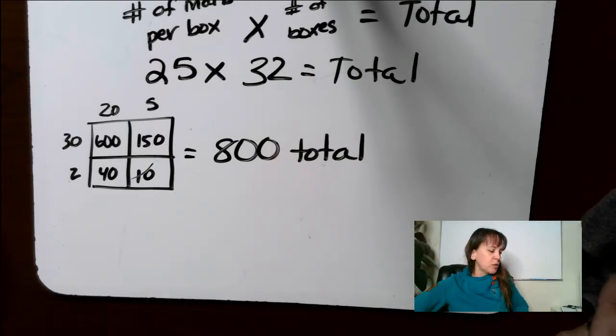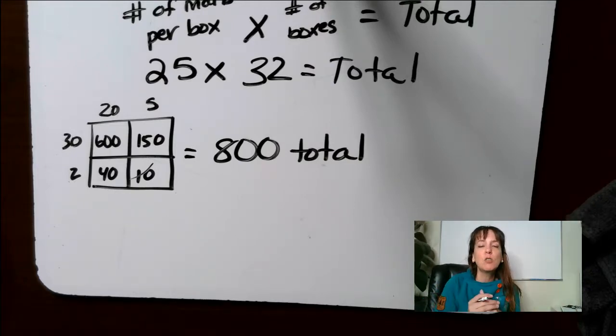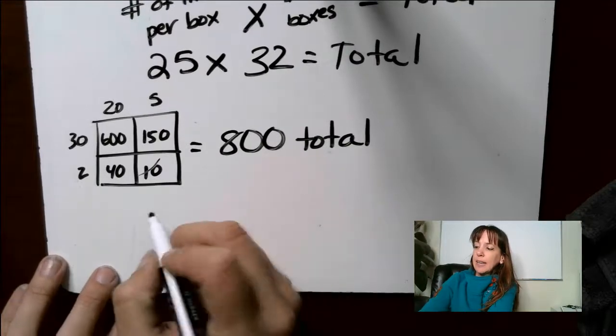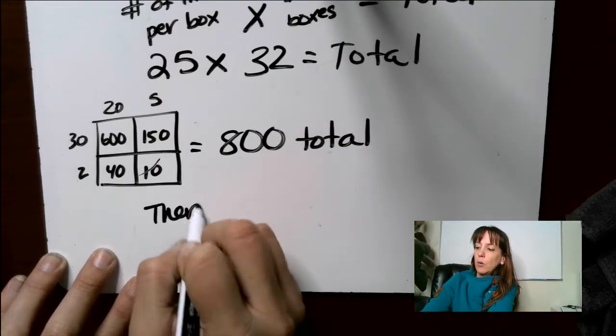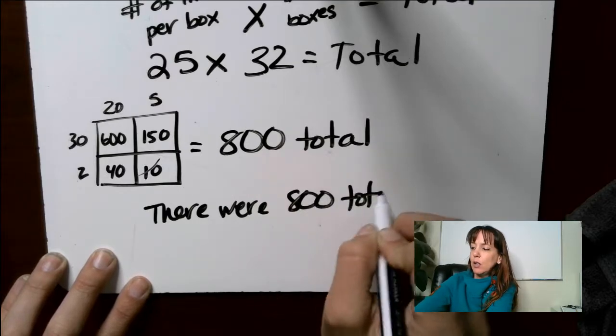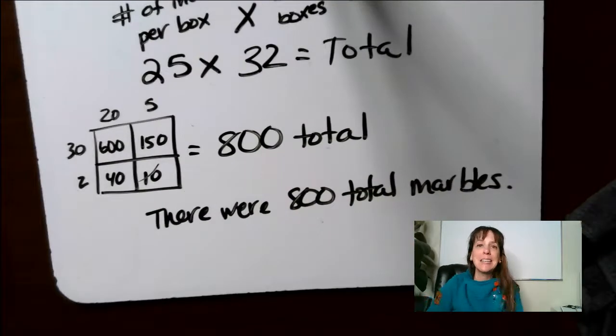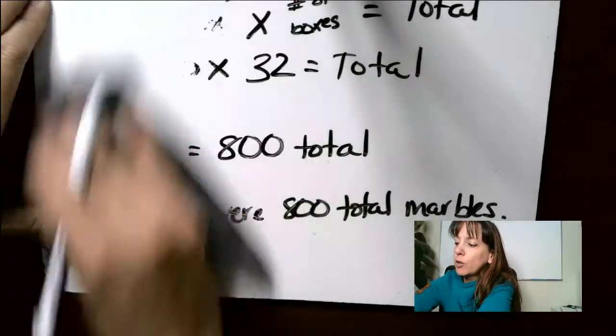But 800 total marbles. Guys, with word problems, you need to write a complete sentence to show your answers. So you're going to say, there were 800 total marbles. Something that tells me you understand the question, okay? So write a complete sentence for your solutions for that, okay?